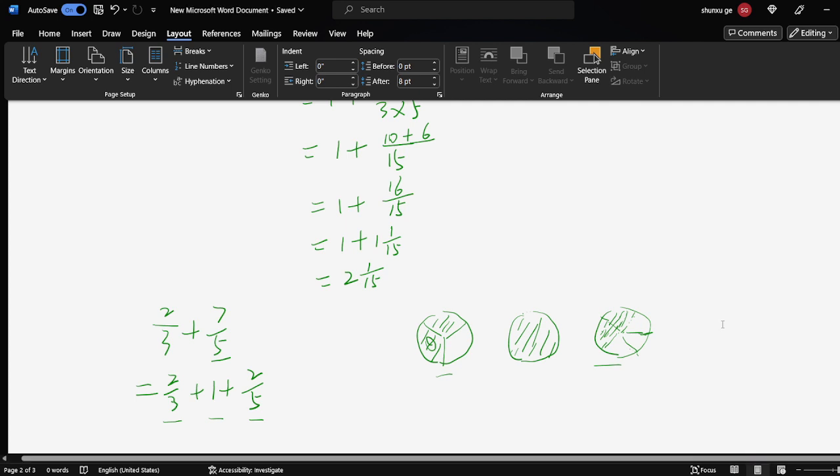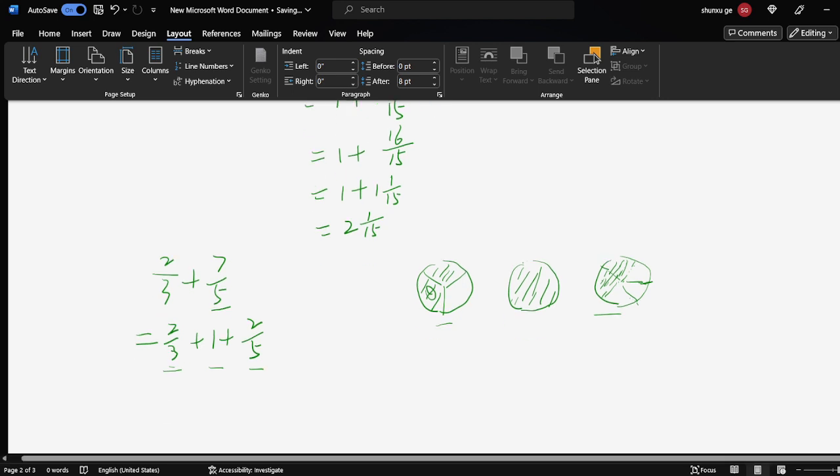So why do we do that? We find the common denominator, because the denominators are different. So I can cut them and make smaller pieces. How to find the number? We can multiply 3 times 5 together. That means the least common multiple. So the least common multiple is 15. That means 3 times 5 is 15.